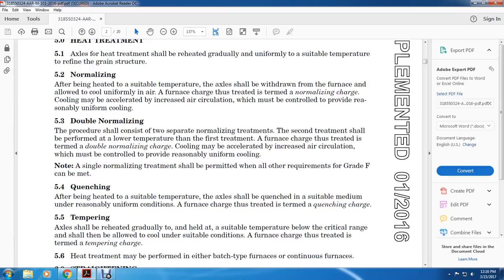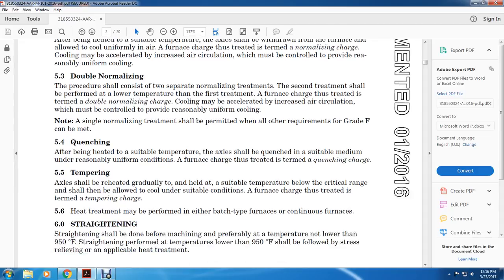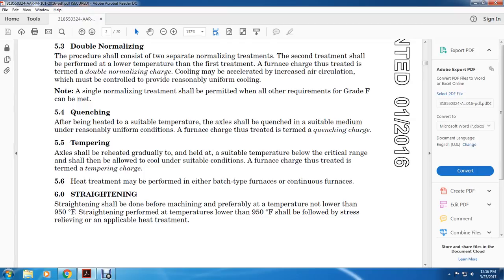Quenching. After being heated to a suitable temperature, the axle shall be quenched in a suitable medium under reasonably uniform conditions. A furnace charge that has been treated is termed a quenching charge. 5.5. Tempering. Axles shall be reheated gradually to, and held at, a suitable temperature below the critical range, and shall be allowed to cool under suitable conditions. A furnace charge that has been treated is termed a tempering charge.